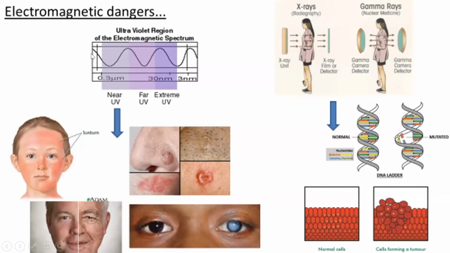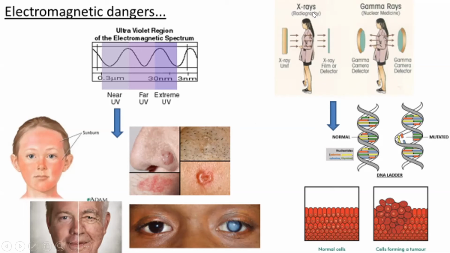So, sort of an overview. Ultraviolet: sunburn, skin cancers, damage to skin, and damage to eyes as well. That's another one actually. UV can cause damage to your eyes, so wear sunglasses as well, because it can damage your eyes over time. Some people are quite prone to UV radiation damage to their eyes.